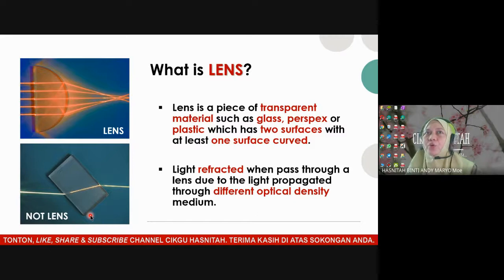So I hope you know what a lens is. It is a transparent material which has 2 surfaces with at least one curved surface.